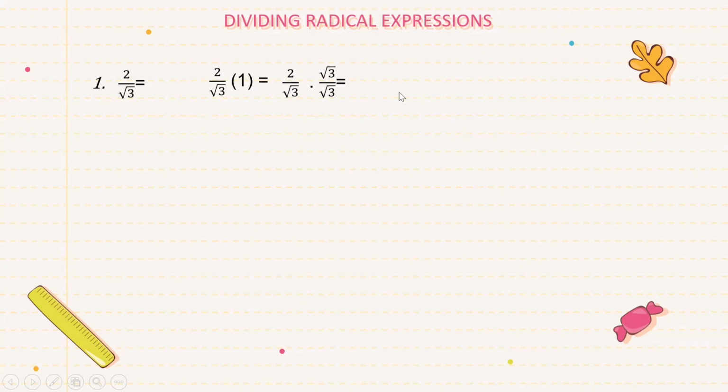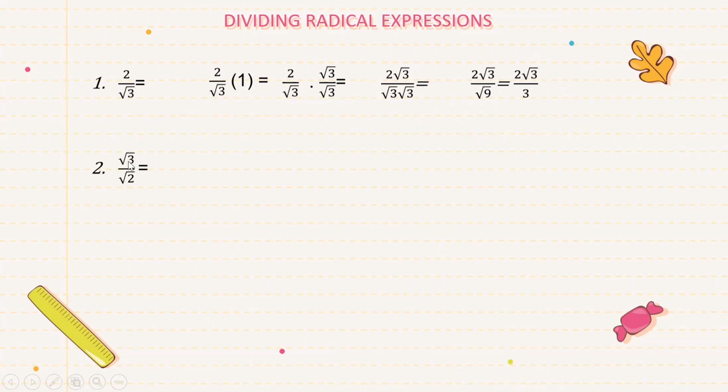So, let's simplify. 2 times square root of 3 is 2 square root of 3. For the denominator, square root of 3 times square root of 3. Then we simplify this: 2 square root of 3 over square root of 9, because square root of 3 times square root of 3 is equal to square root of 9. We can still take the square root of 9. So our final answer would be 2 square root of 3 over 3.